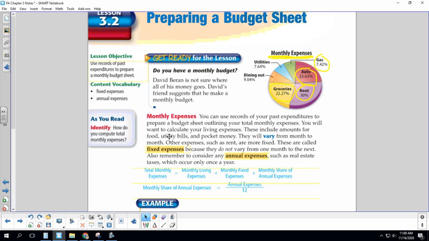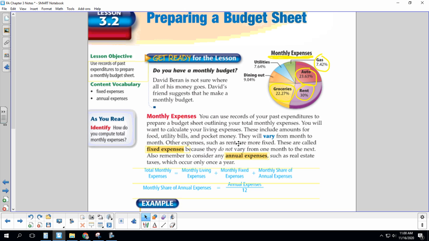Utility bills mean the things that keep your household operational, like water and electricity, and if you have natural gas or up here where we live we have propane, that would be a utility bill. Phone used to be considered a utility bill, but phone and internet. And pocket money. They will vary from month to month. Other expenses such as rent are more fixed. These are called fixed expenses because they do not vary from one month to the next.